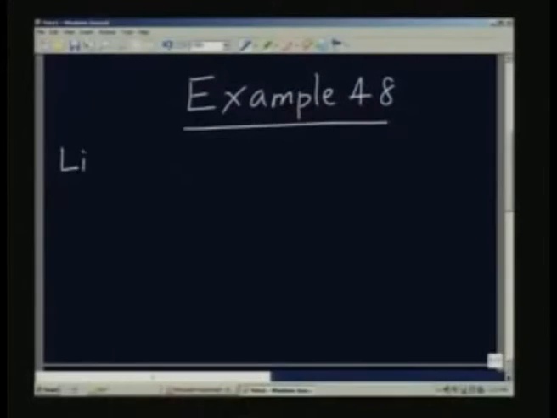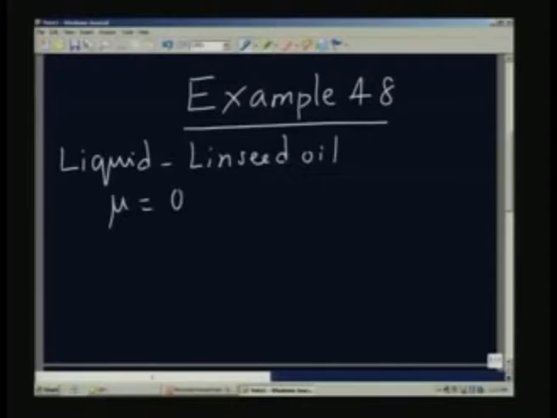I will write down the different quantities which are given. The liquid given is linseed oil. I have taken linseed oil because it is a highly viscous liquid, and the viscosity mu is given by 0.0331. The unit is kg per meter second, or it is also Pascal times second.